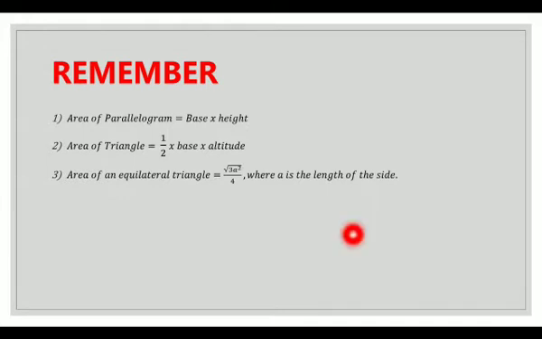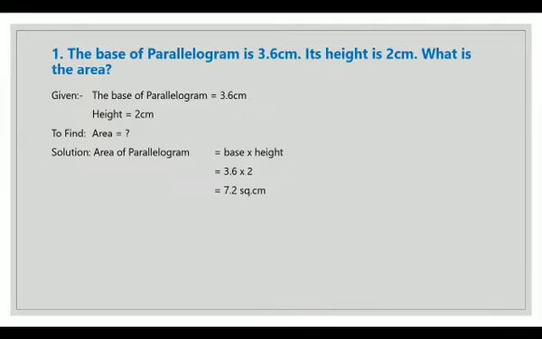Remember, area of parallelogram equals base into height. Area of triangle equals half into base into altitude. Area of equilateral triangle equals root 3 a square upon 4, where a is the length of the side. So using these formulas we are going to solve a few sums.